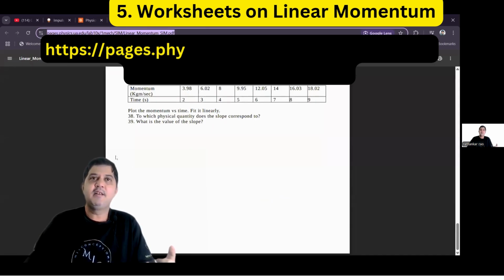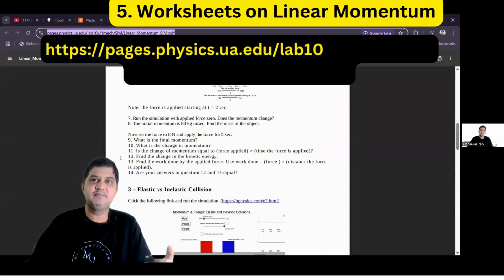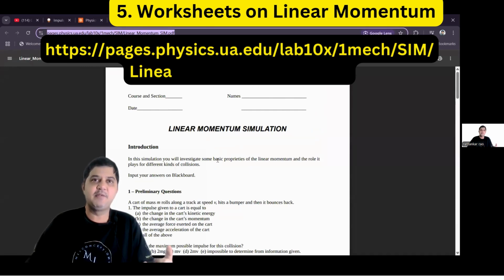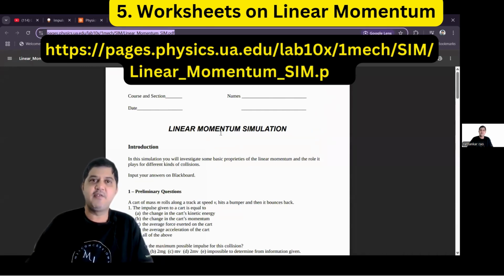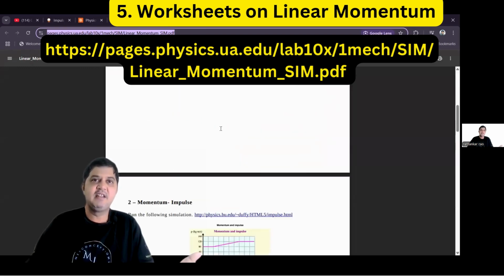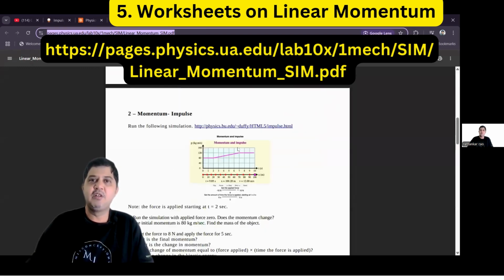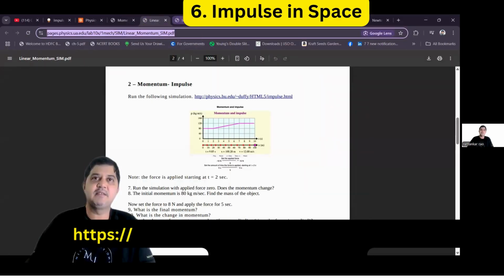Okay, next. Now this is about a worksheet on linear momentum simulation. You can give this one as an FA to students, and they'll be solving this, and you can evaluate it to let them know how they have done this. Next one.